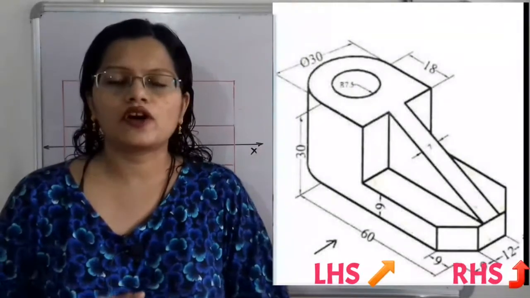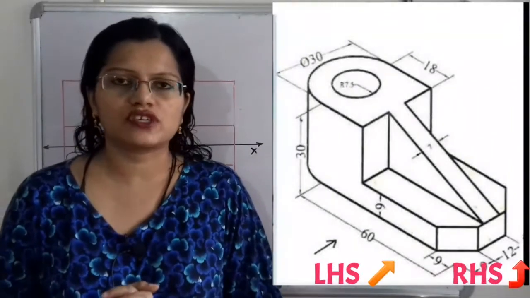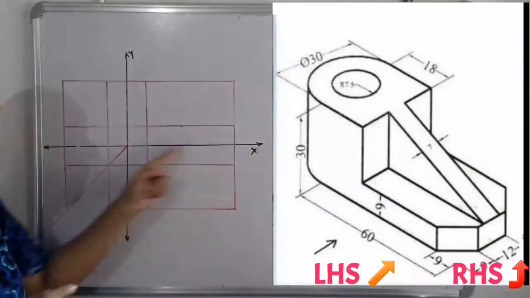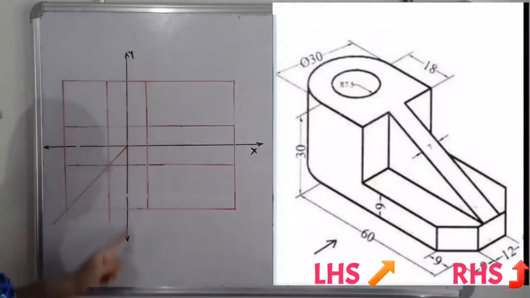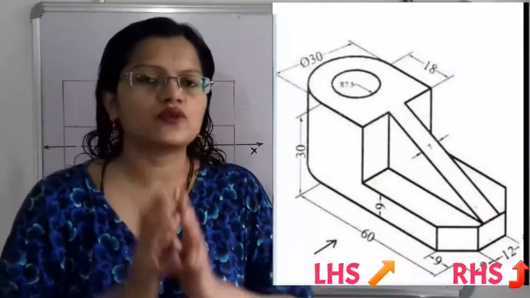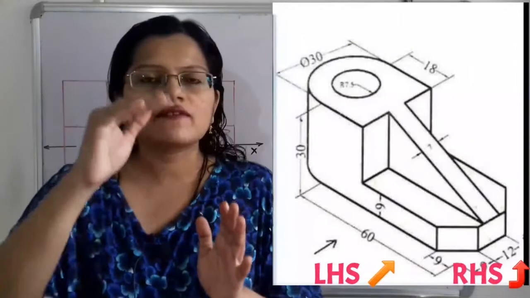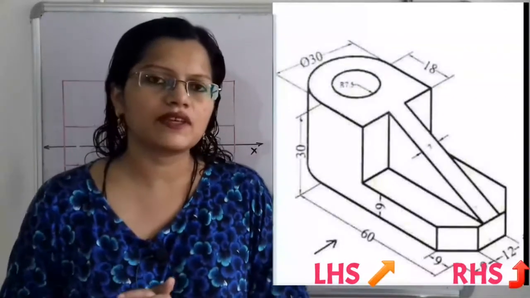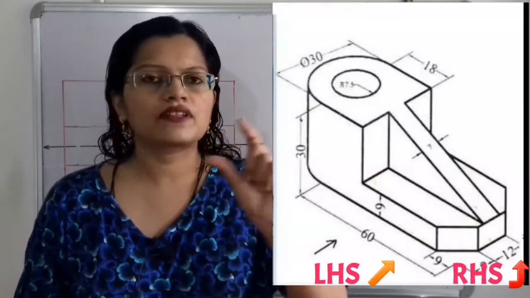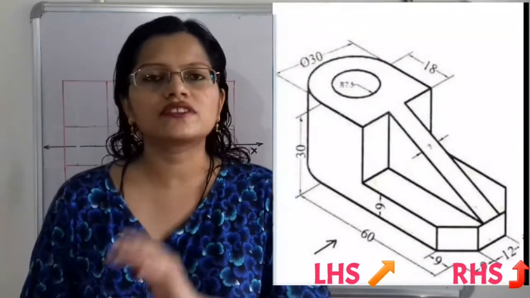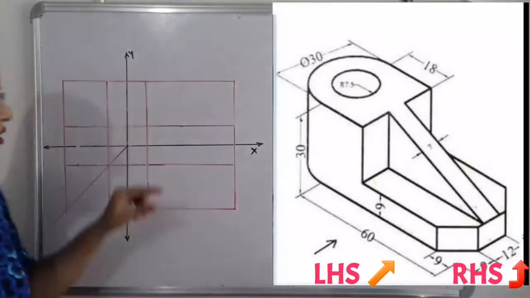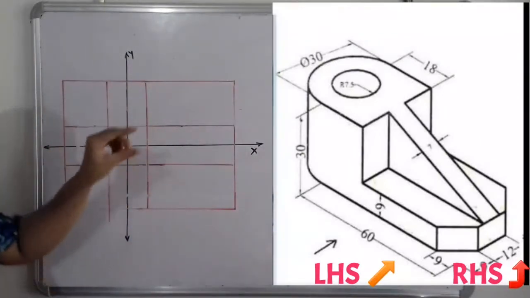So how do we plot in the orthographic projection? First we take a horizontal line as the x-axis and a vertical line as the y-axis. When we plot the front view, top view and side view, there should be some distance between these views. So we take some particular distance on both sides of the x and y axis. Suppose we take 1 centimeter or 2 centimeter distance.